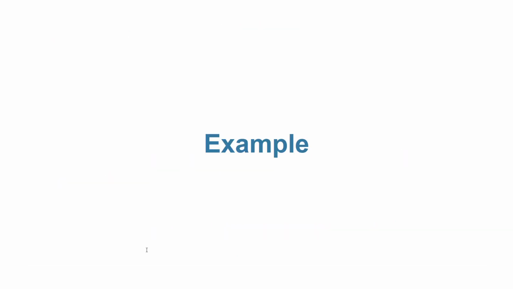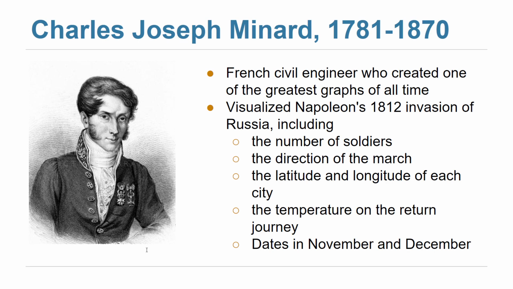Okay, now we'll talk about a real example, and then we play with the data a bit about this example. This is a very classical example. Some think that this example is one of the greatest visualization graphs in history. We'll see it in the next slide. This is a French civil engineer who created a graph about the Napoleon invasion of Russia. The French army at some point in history wanted to invade Russia. So it went through multiple cities. There was a fight there, and then they came back.